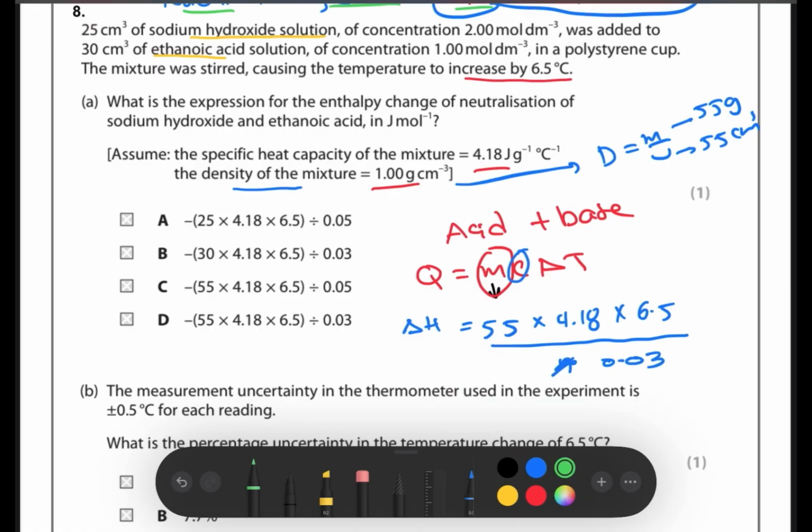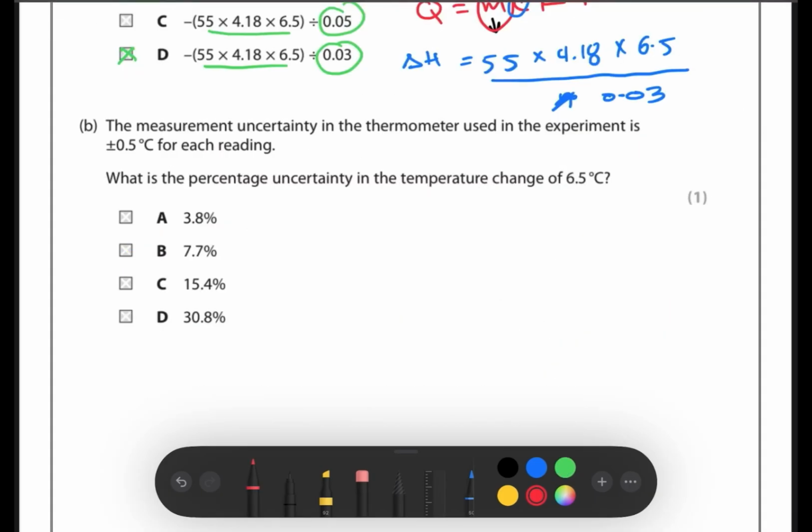And based on the answers, if you look, we exclude A and B because the volumes are incorrect. We could have either C or D since they have the same thing in here, but the only difference is in the number of moles. So we can choose D because it represents the limiting reactant.